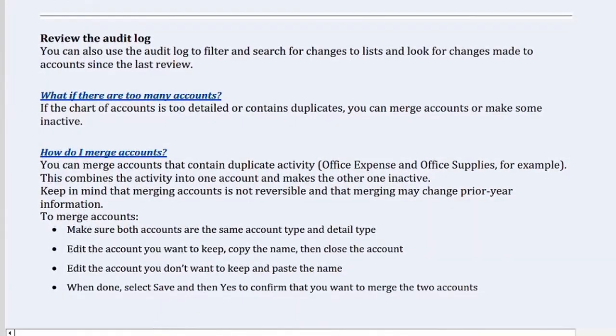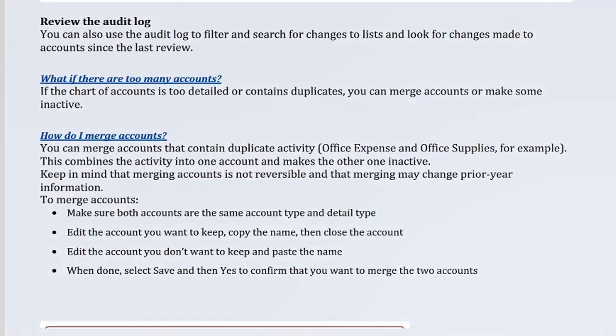What if there are too many accounts? If the chart of accounts is too detailed or contains duplicates, you can merge accounts or make some inactive. How do I merge accounts? You can merge accounts that contain duplicate activity, office expense and office supplies, for example. This combines the activity into one account and makes the other one inactive. Keep in mind that merging accounts is not reversible, and that merging may change prior year information. To merge accounts, make sure both accounts are the same account type and detail type.